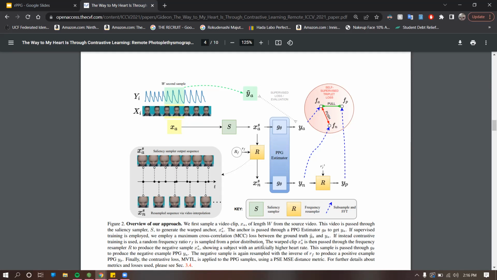I had a question. I know they trained their model on four different datasets. Would it be feasible for them to combine the datasets in order to make a more robust, generalizable predictor? Yeah, that's a very good question.